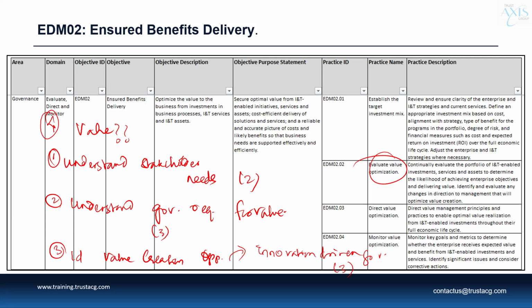And the other thing that could possibly be done is evaluating enterprise and IT strategy alignment. Here you are evaluating whether there is an alignment between your enterprise strategy and your IT strategy. So the key activity that needs to be done here is regularly assessing how well IT initiatives support your enterprise strategy and whether any adjustments are needed.